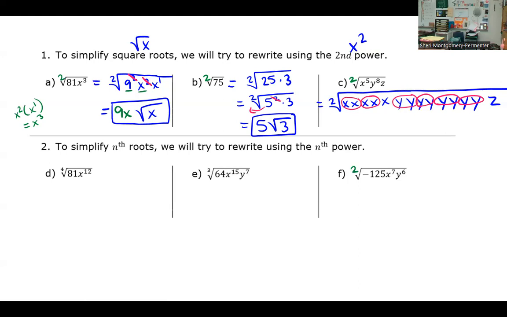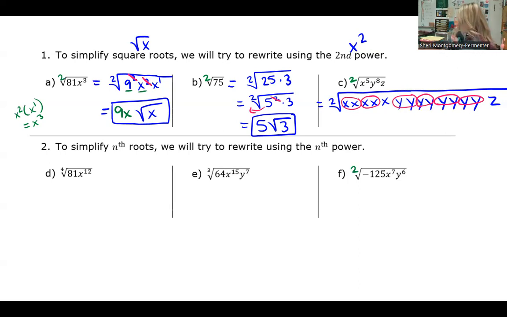How many times does 2 go into 8? 4. So I should have 1, 2, 3, 4 groups. So that's what you're doing. You're figuring out how many groups of 2 that you have. So if I have 2 x groups, I can pull it out and it's an x to the 2nd power. If I have 1, 2, 3, 4 y groups of 2, I can pull it out and it's y to the 4th power because there's 4 groups of 2.